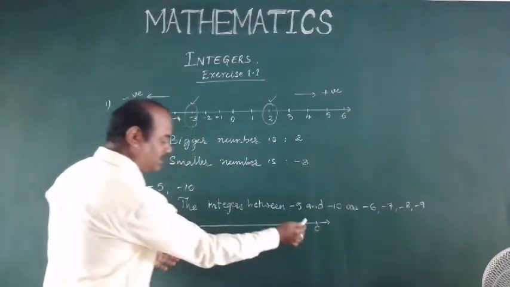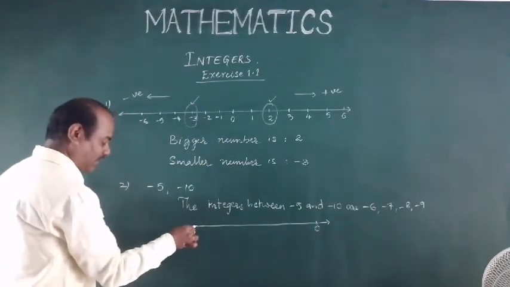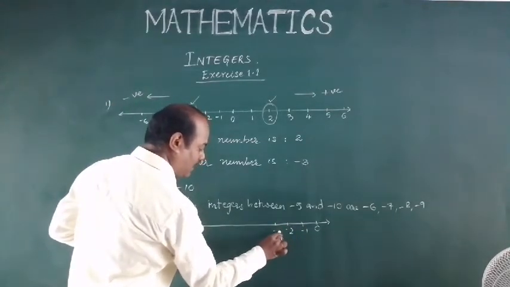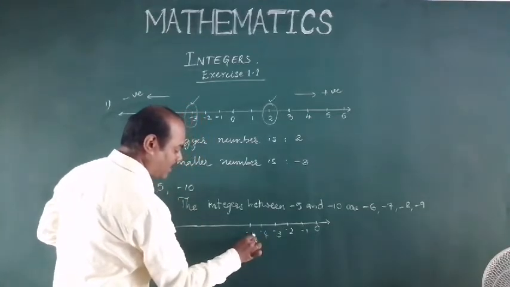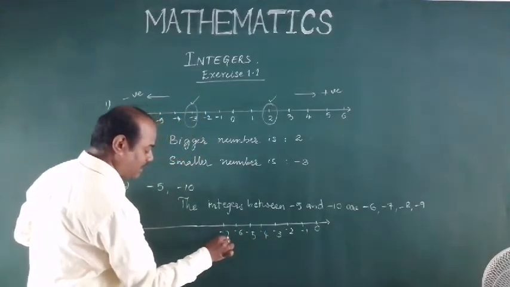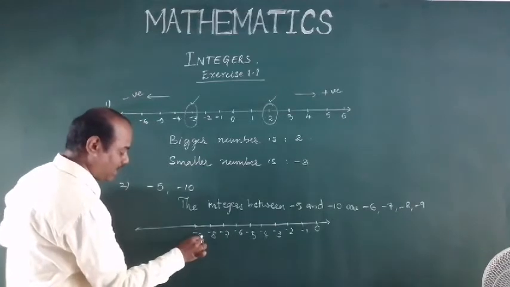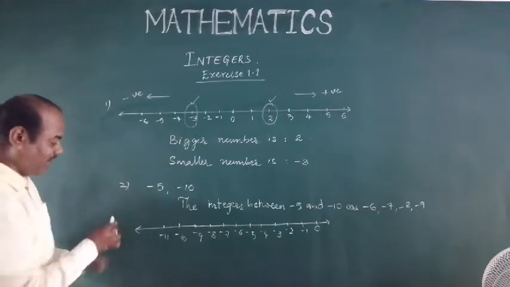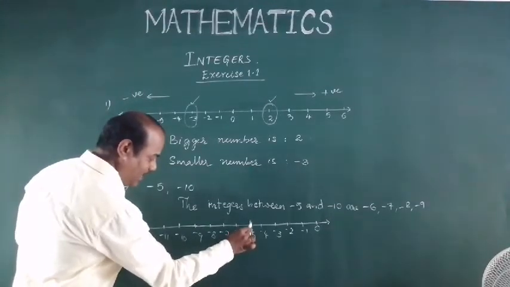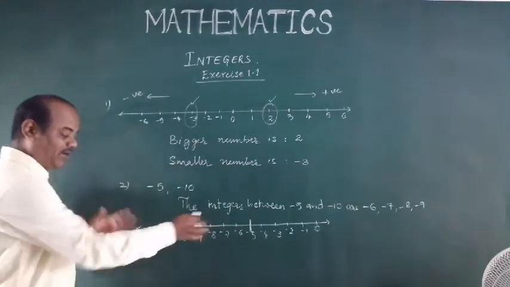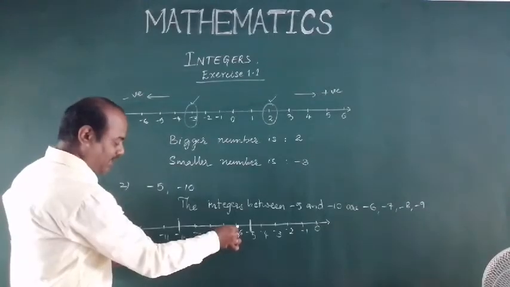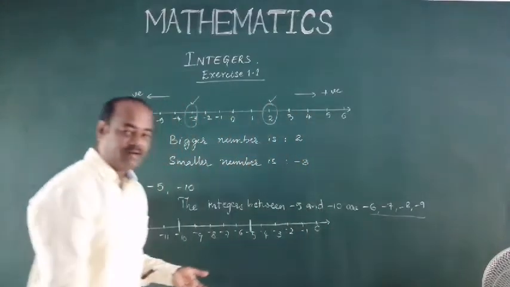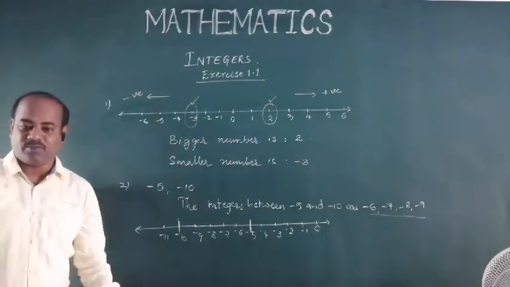If we represent on a number line, how can we represent? I am starting at 0, coming back to this left side. So, -1, -2, -3, -4, -5, -6, -7, -8, -9, -10, -11 and so on. So, in between -5 and -10, -5 is here, -10 is here. In between them, what are the integers? -6, -7, -8, -9. That is what is written here. Clear? Okay. I'll give 1 minute time. Copy it.